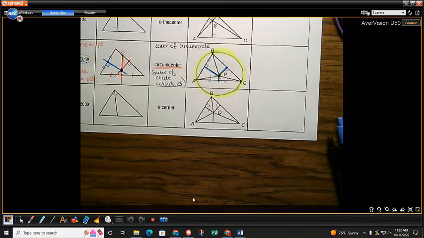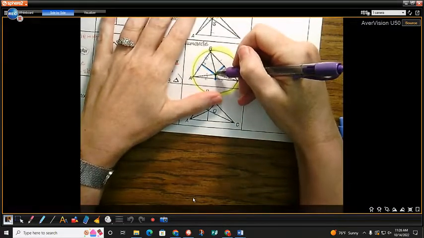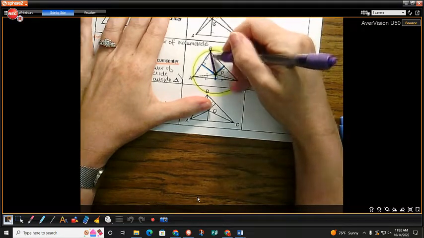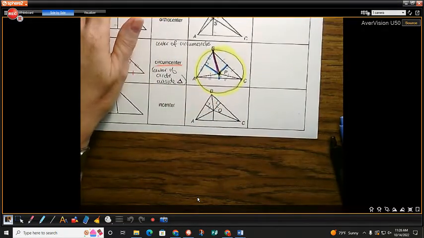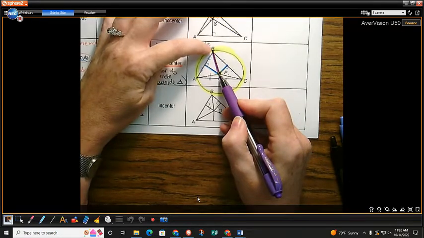But wait, hold on a minute. The center of a circle, what's the distance from the center to the edge called? Radius. Yeah, y'all learned that, right? Is the radius going to be the same no matter where you are in the circle? Yes. Okay, get a different color if you're using colors. I want you to go from the center of the circle out to vertex B. Is that a radius? Yes, because it goes from my circumcenter out to the edge of that circle.